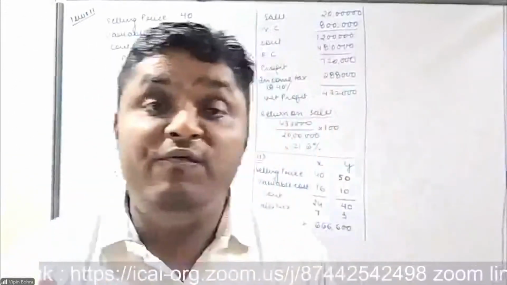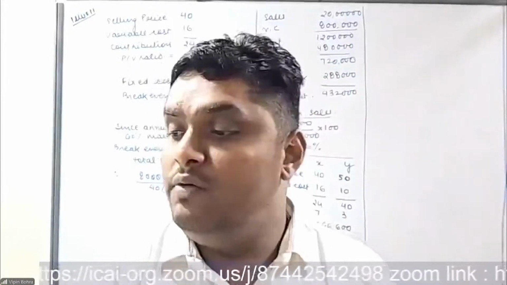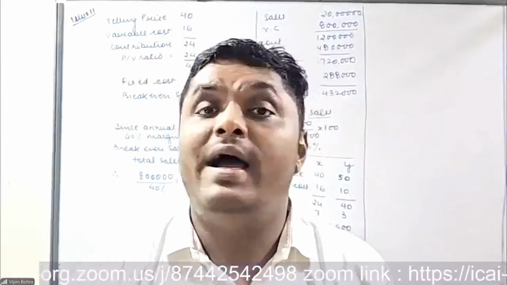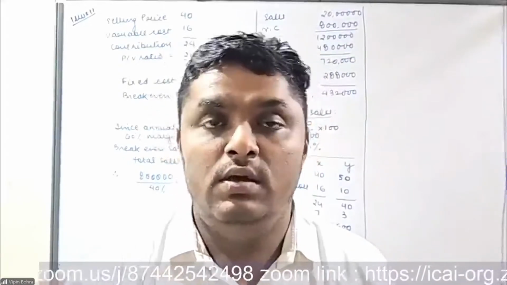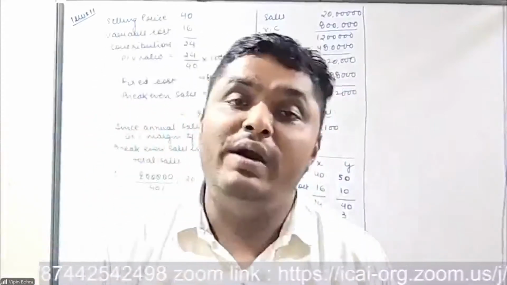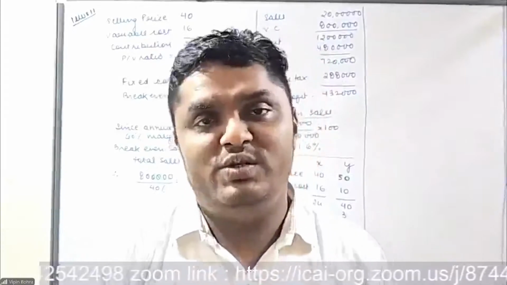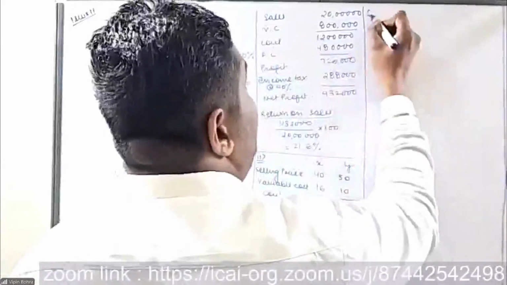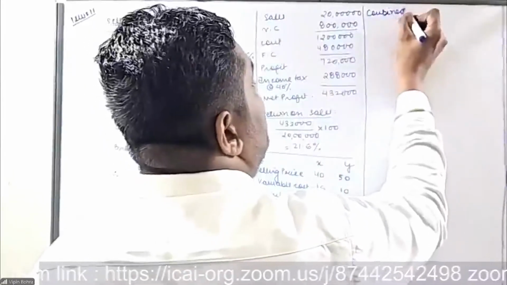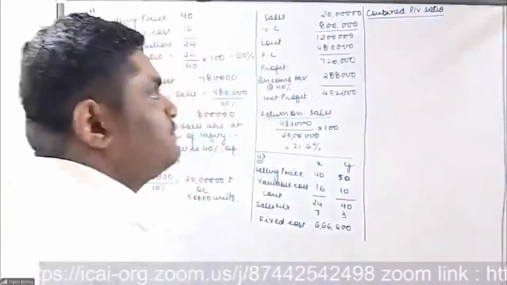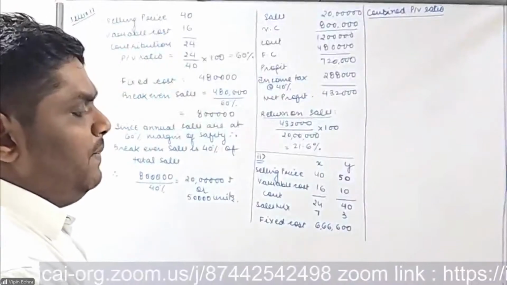Now, herein there are two products X and Y, but the fixed cost is given together. You have, I mean, in the question the fixed cost, that is combined fixed cost is given. Now the question is how to calculate individual break-even sales. So for this, I suggest you first calculate the combined break-even sales. To calculate combined break-even sales, you need PV ratio also. So we have to first calculate the combined PV ratio.